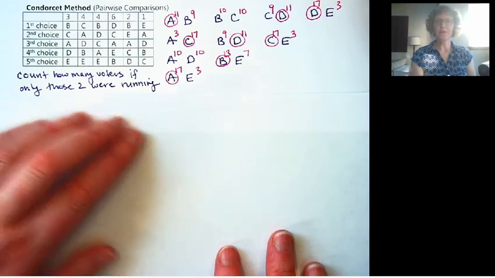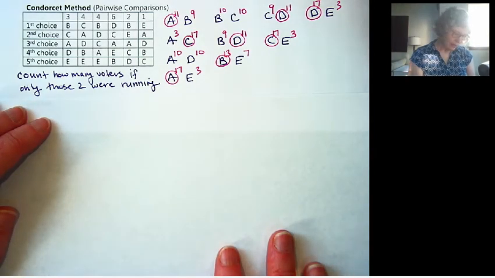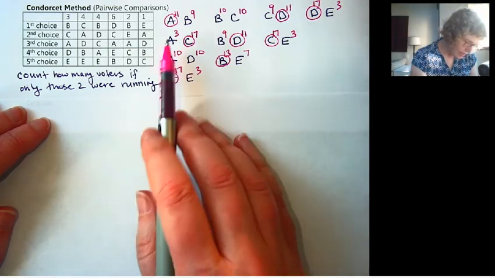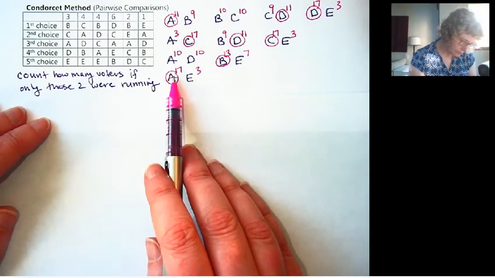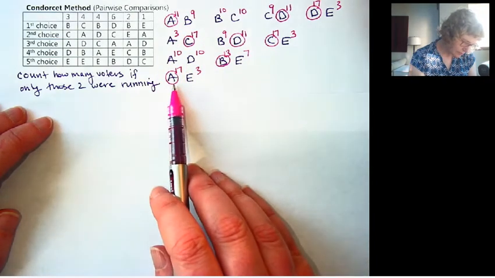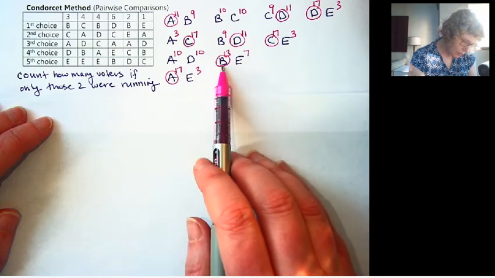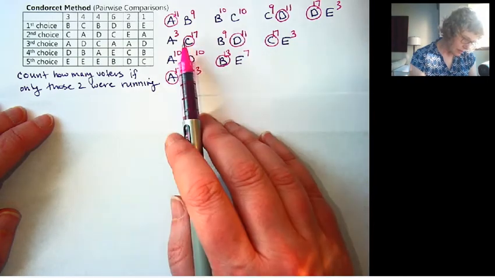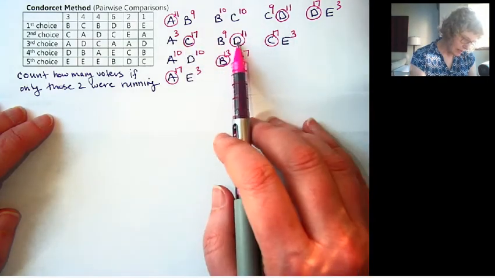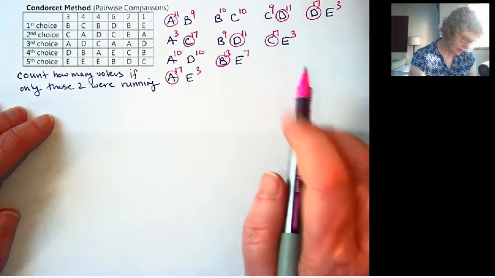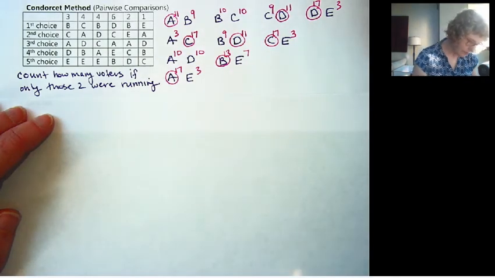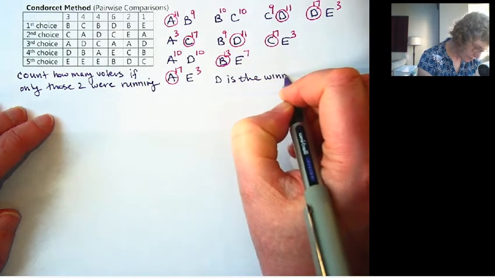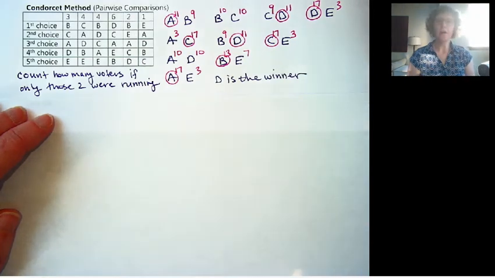Okay, so that's all of the comparisons. And now we're going to see who was preferred in the most pairs. Okay, so A won 2 pairs. And then we have some ties. B won only 1 pair. C won 2 pairings. And D won 3 pairings. So D is actually the winner. D is the winner of the Condorcet method.